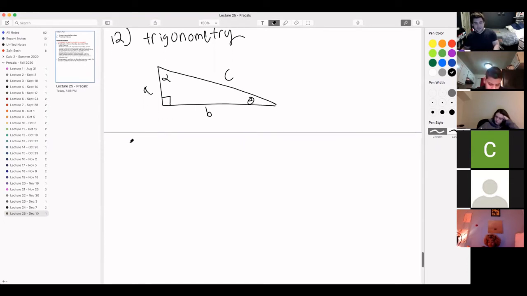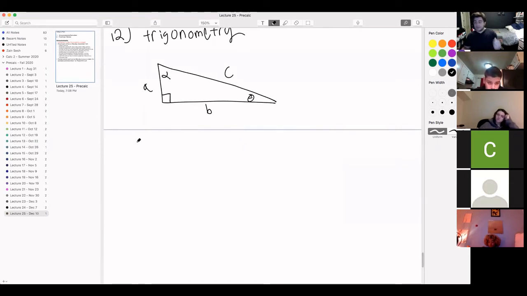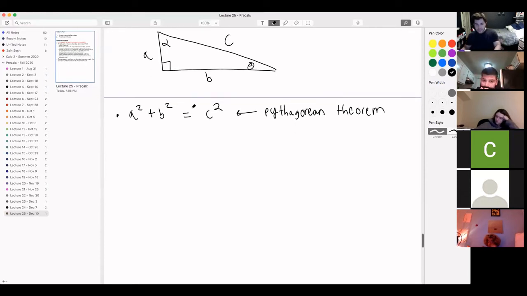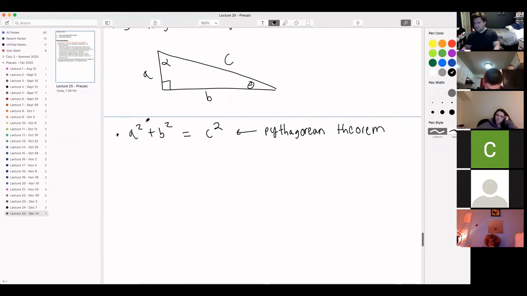All right, firstly, we have the theorem of Pythagoras, the Pythagorean theorem. That just states that a squared plus b squared equals c squared. So this is one of the most famous theorems in math. You use this to find a missing side of a right triangle. Now let's talk about opposite and adjacent sides.